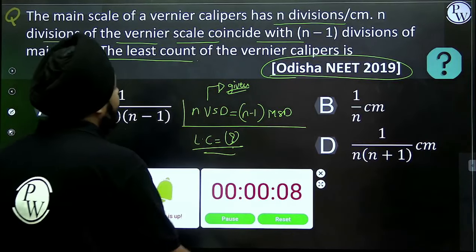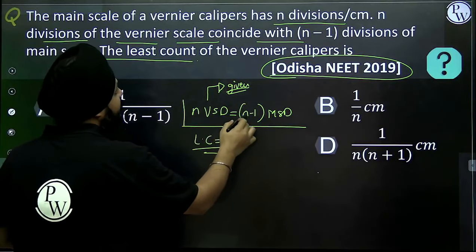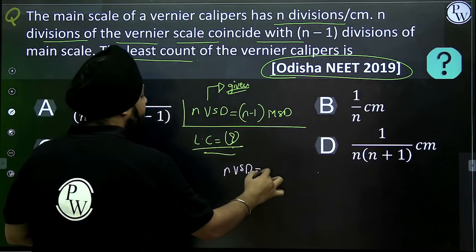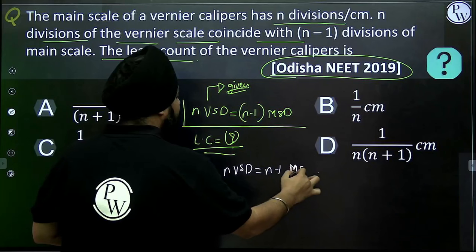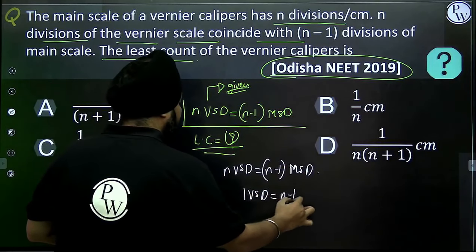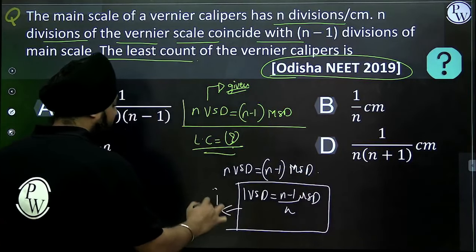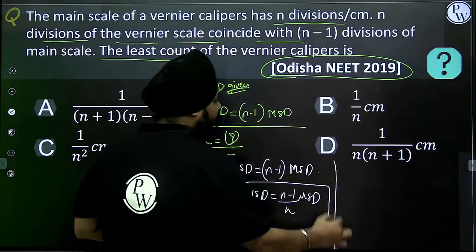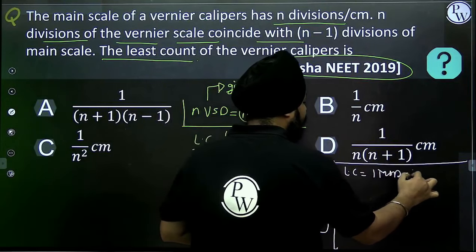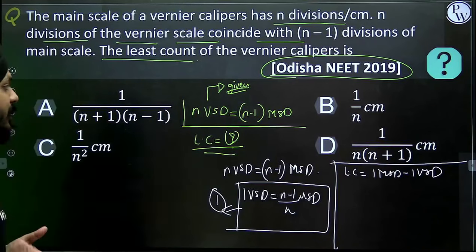So first of all, we use this data: n VSD is equal to n minus 1 MSD. So in this case, 1 VSD is equal to (n minus 1) by n of MSD. Can I consider this as equation number 1? Yes. Now, what is the actual formula of least count? Least count is equal to 1 MSD minus 1 VSD.